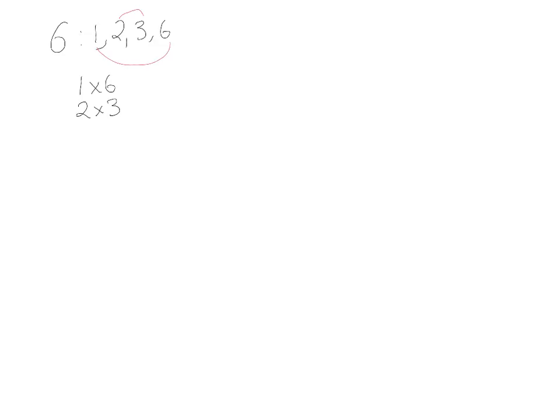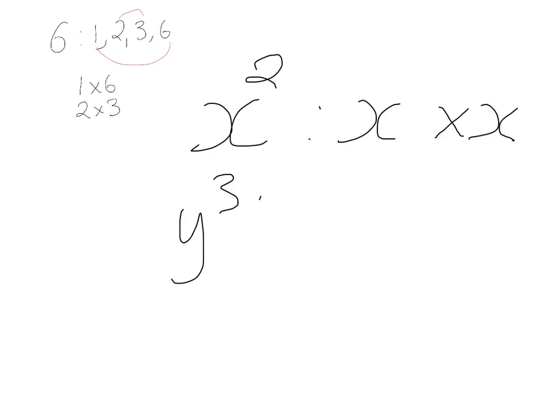We can also do that with algebra. So if I have x squared, then I know that this has come from x multiplied by x. If I have y cubed, then I know this has come from y multiplied by y multiplied by y.